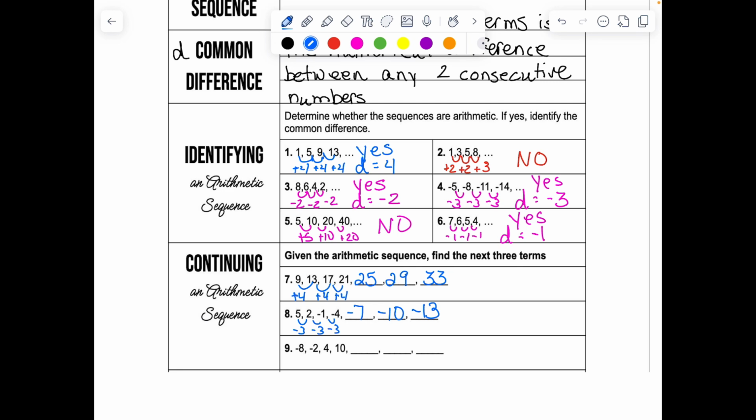So to go from a negative 8 to a negative 2, you're adding 6. To go from a negative 2 to a 4 is adding 6. And to go from 4 to 10 is adding 6. So my next term, 10 plus 6 is 16. 16 plus 6 is 22. And 22 plus 6 is 28.